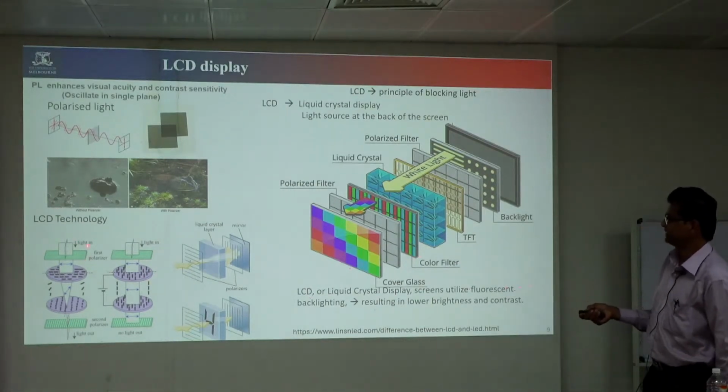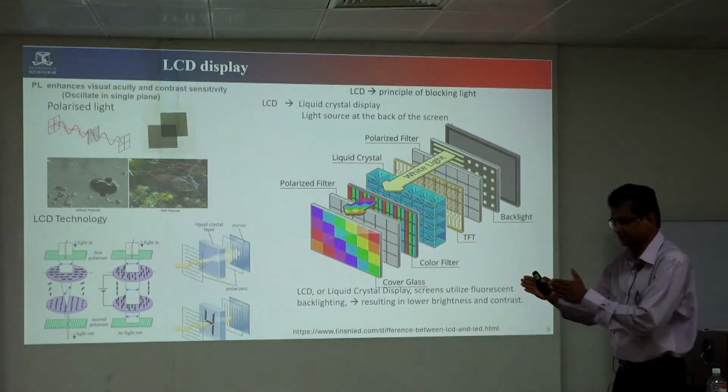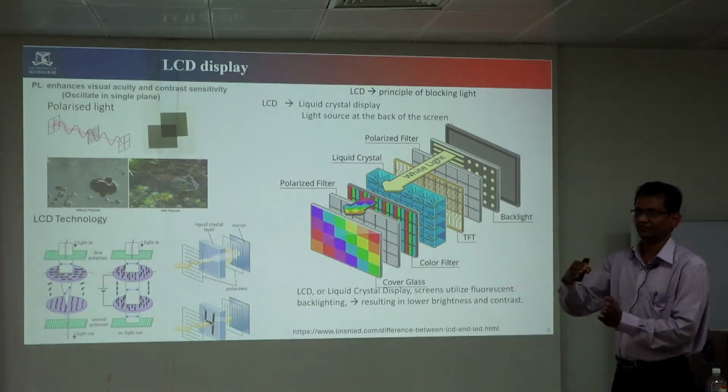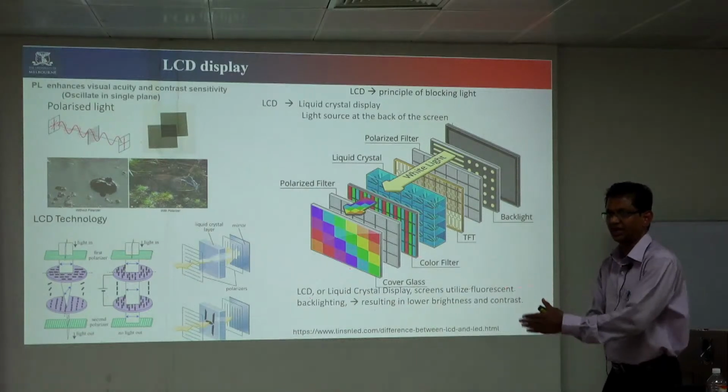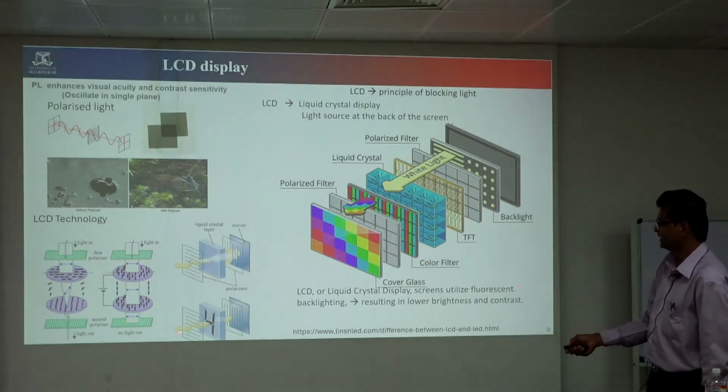So this is basic LCD technology. Here, the light is coming through, and the liquid crystal is directly changing the direction when you apply the electric field. If you want the light to be transmitted, you apply the electric field, it will twist the light by 90 degrees, and then the light will pass out. If not, the light doesn't come out.